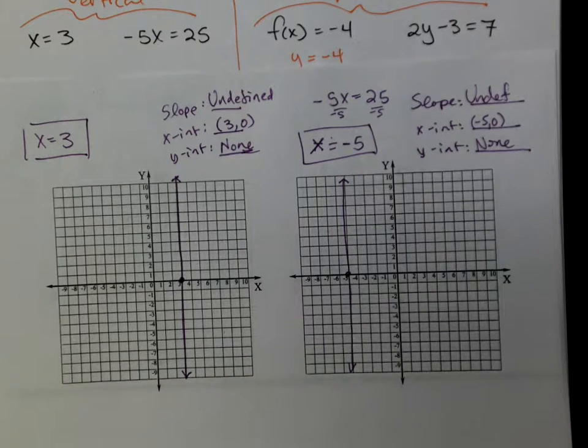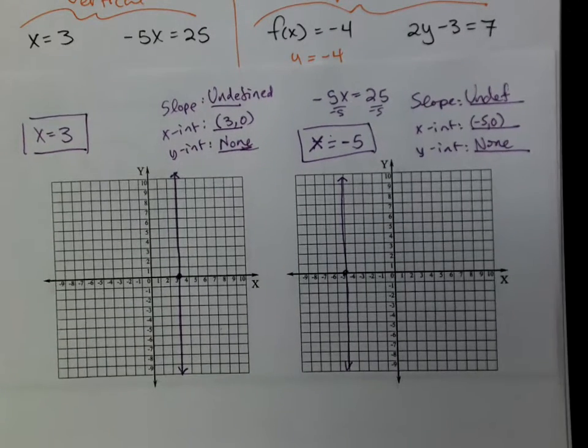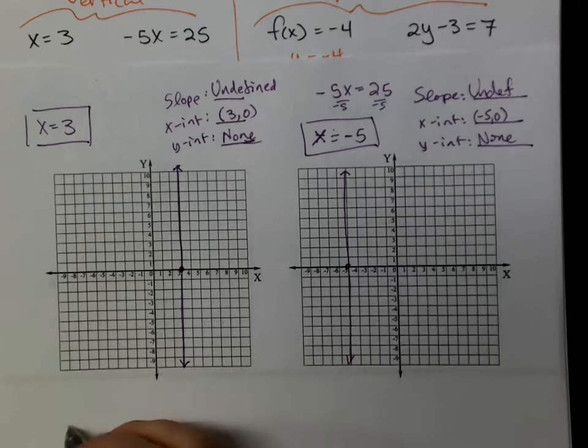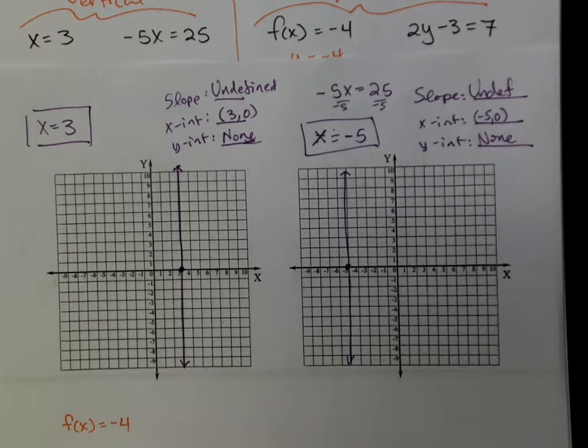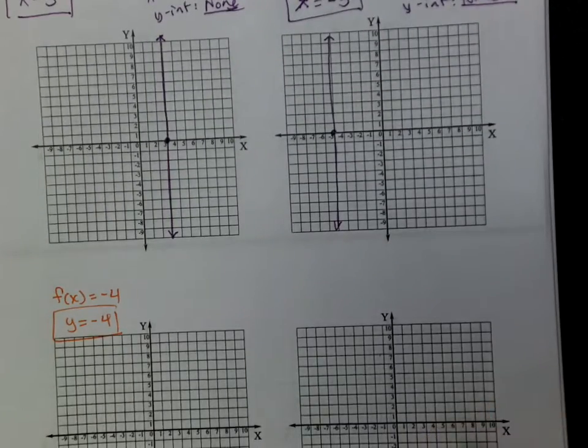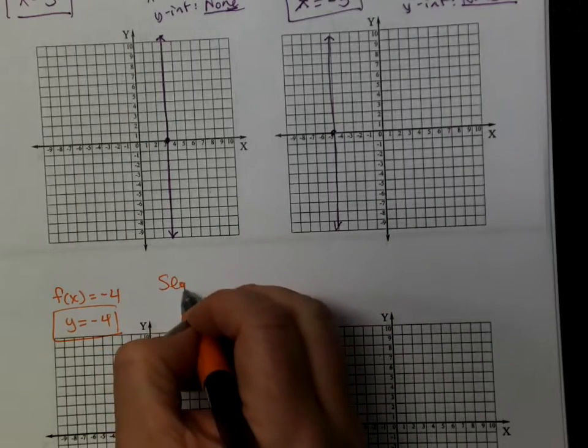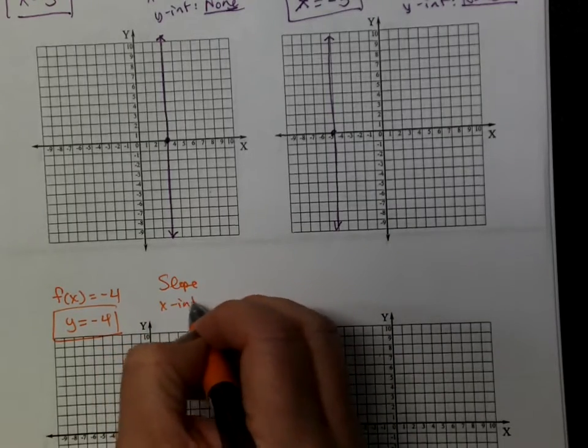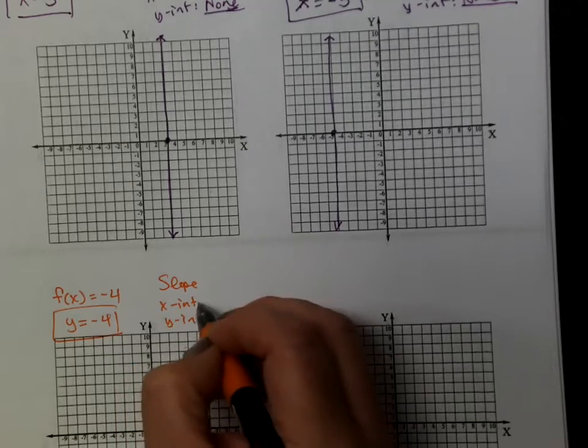Okay. So I've got 3 minutes left, so let's look at the horizontal. It's the same idea, that same rhythm. So let's do, if you've got f of x equals negative 4, for graphing purposes, go ahead and write it as y equals negative 4. Okay. Go ahead and graph that and tell me slope, x-intercept, and y-intercept.